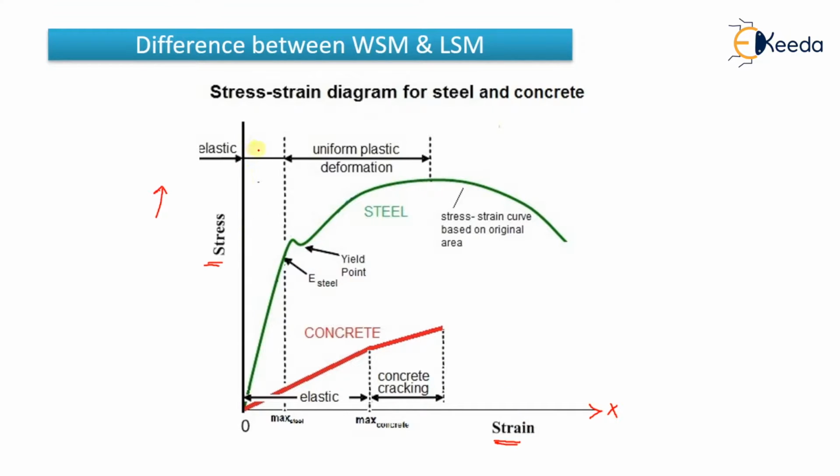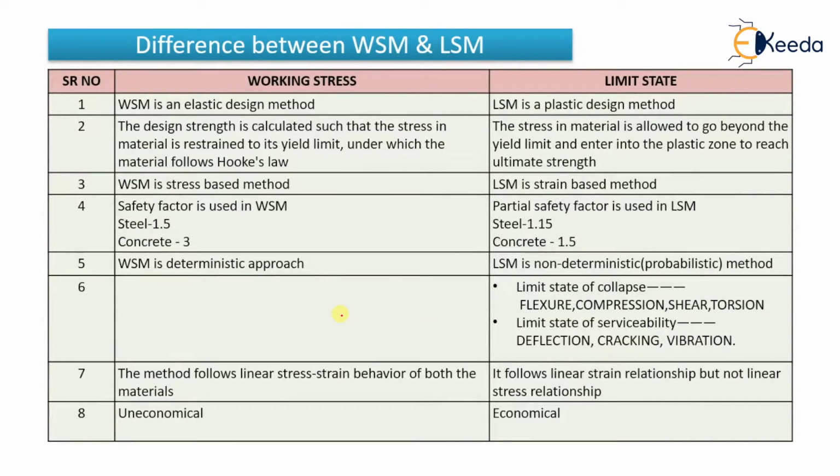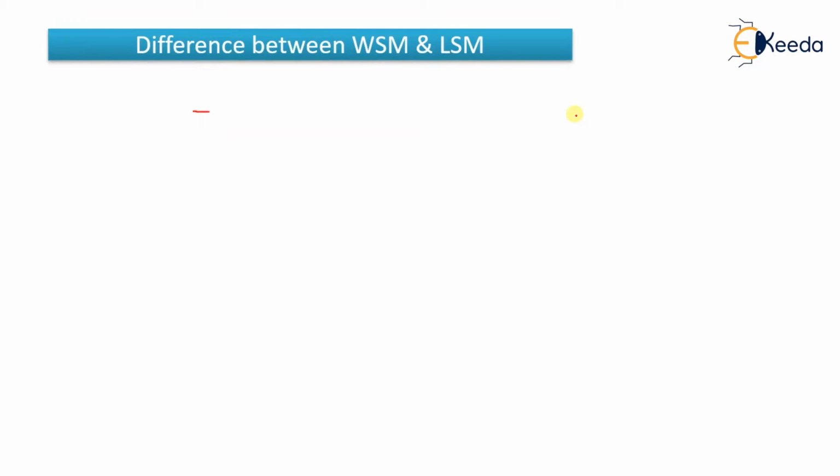Whenever you are learning the difference between working stress method and limit state method, you must be very well acquainted with this graph. I'll explain all the points related to working stress method and limit state method using this particular graph. So let's see the first point, what it says. In working stress method it is an elastic design method and limit state is a plastic design method. Now what does that mean?